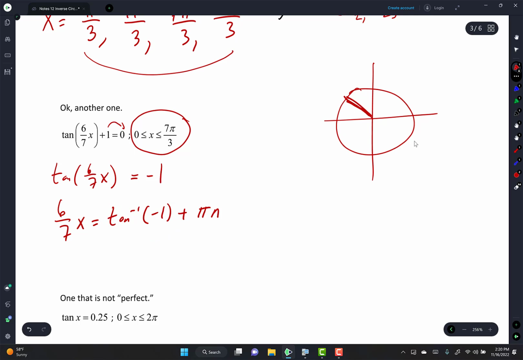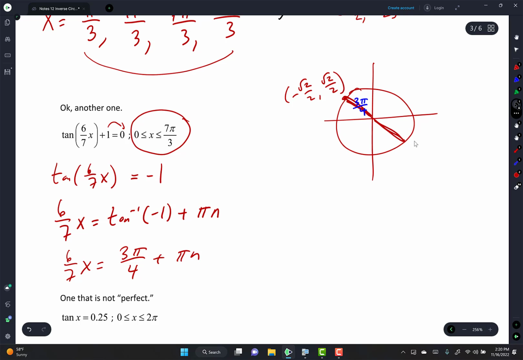Tan is negative 1 in quadrant 2 and in quadrant 4. But I don't have to worry about quadrant 4 because quadrant 2 plus pi will get me the quadrant 4 one. This happens at negative square root of 2 over 2, square root of 2 over 2. Y divided by x will give me negative 1. Do you guys see that? This radian is 3 pi over 4. So I'm going to write 6/7 x equals 3 pi over 4 plus pi n.